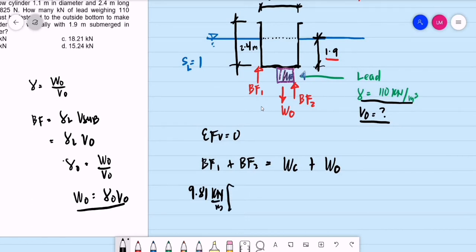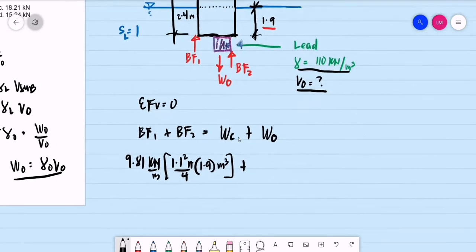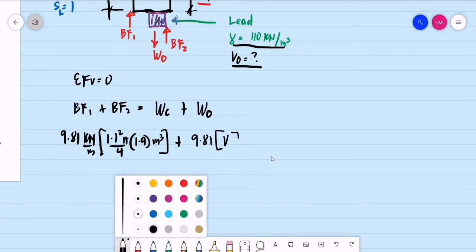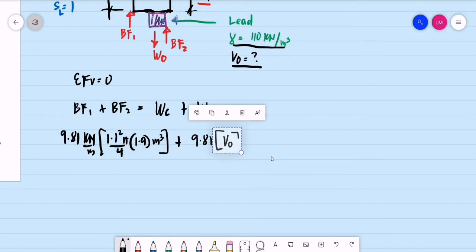What is the volume submerged for the cylinder? We have a diameter of 1.1 squared times pi, divided by 4. The submerged depth is only 1.9 meters. This is in terms of the cubic meter. Then plus buoyant force number 2. So that is gamma liquid, 9.81. What is the volume of the lead? We don't know the volume of the lead. It is not given. So let's say this is V sub O, 9.81 times V sub O.